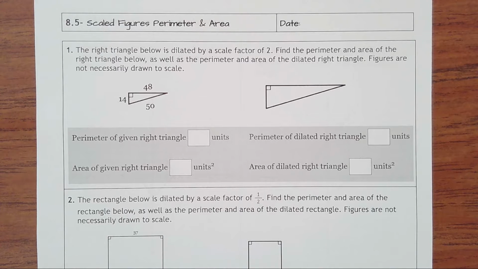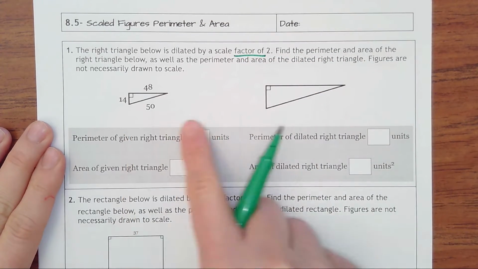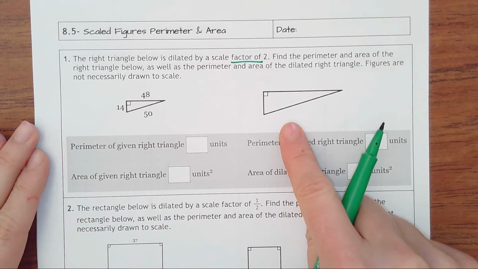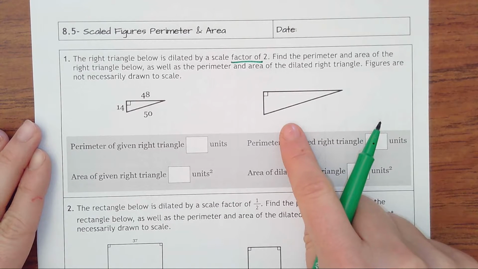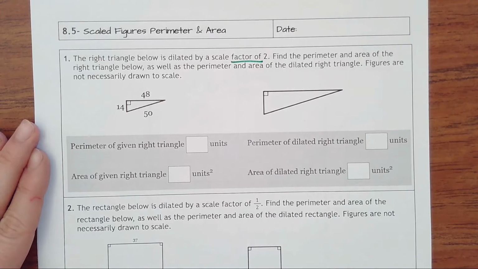Lesson 8.5, scaled figures, perimeter, and area. The right triangle below is dilated by a scale factor of 2. So you can see the smaller triangle is getting enlarged by 2. Find the perimeter and area of the right triangle below and of the dilated right triangle.